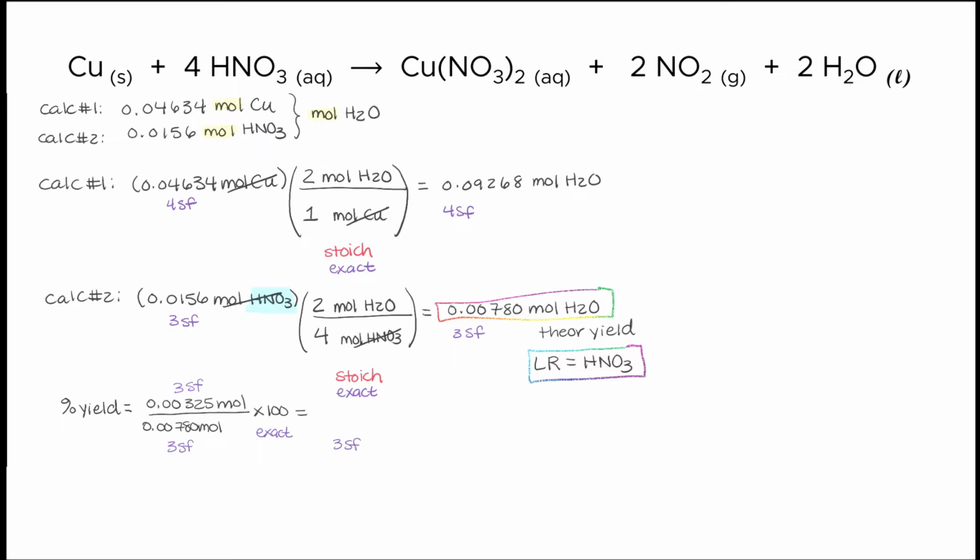So when we do the math, 0.00325 divided by 0.00780 times 100, we get 41.7%.